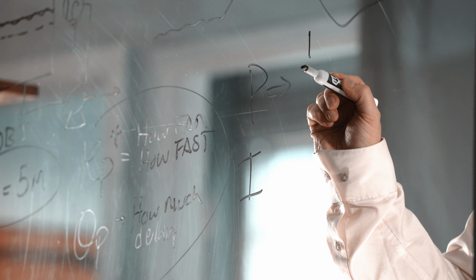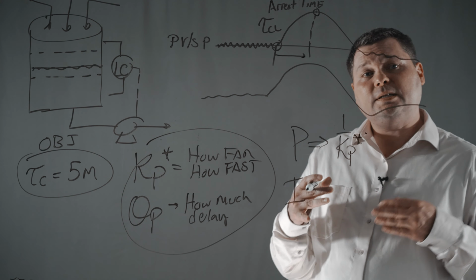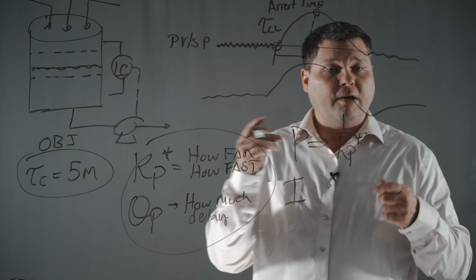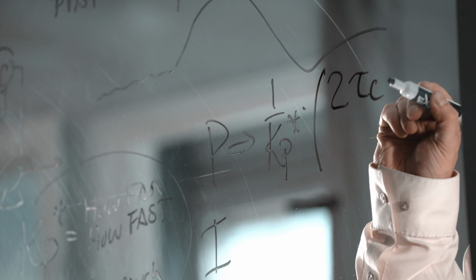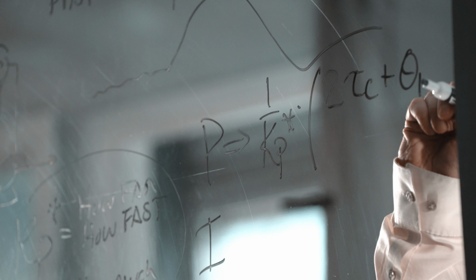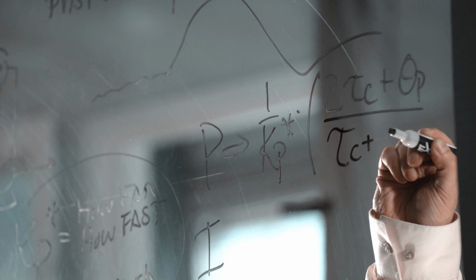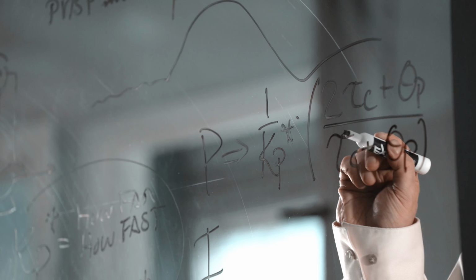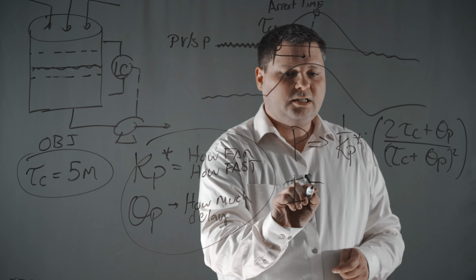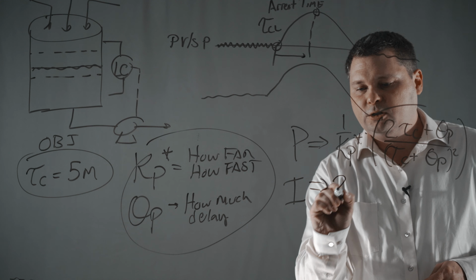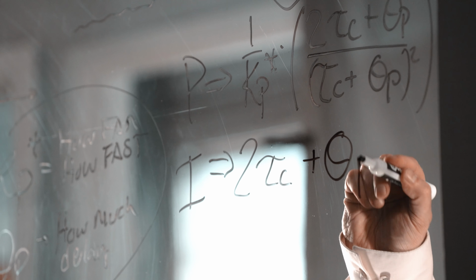Well, it's 1 over Kp star. This is an IMC style tuning correlation for level controllers. And it's going to be 2 times tau C plus the dead time, divided by tau C plus the dead time, that whole bottom part squared. And so you're left with that. And your I term is 2 times the closed loop time constant plus the dead time.